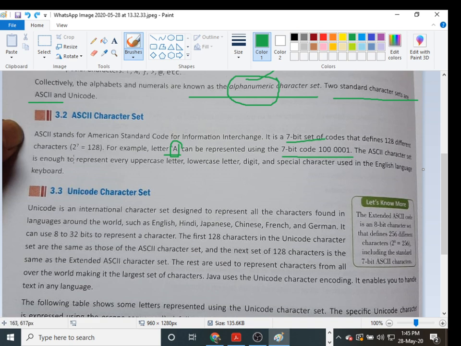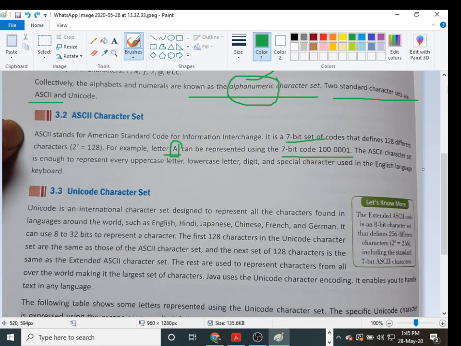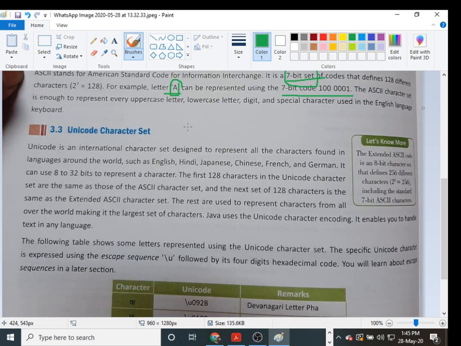in the English language. The ASCII character set also has an 8-bit version, but in your book it is defined as a 7-bit set of codes. So I am explaining the 7-bit codes, but ASCII also uses the 8-bit character set.